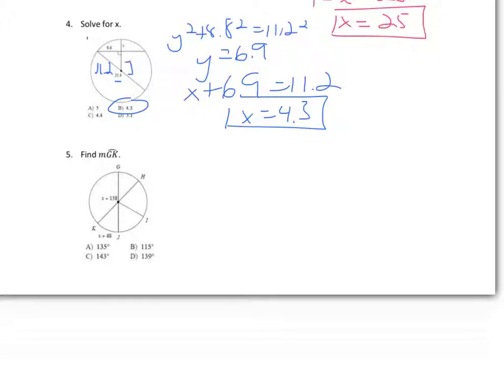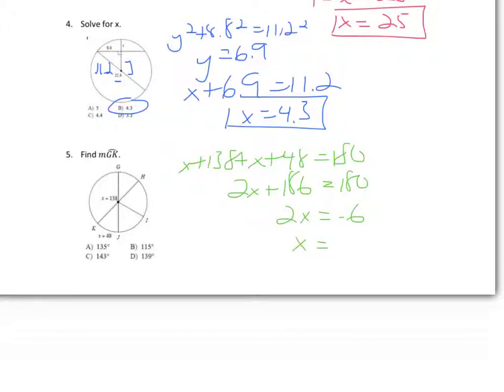And the last problem, okay, we're going to try to find the measure of arc GK. Okay, so in order to do that, we've got to find a relationship between these two expressions with x in them. Well, we see that this is a diameter, so that creates a semicircle, which adds up to 180 degrees. So these two have to add up to 180 degrees. x plus 138 plus x plus 48 equals 180. Combine like terms, 2x plus 186 equals 180. 2x equals negative 6, and x equals negative 3.